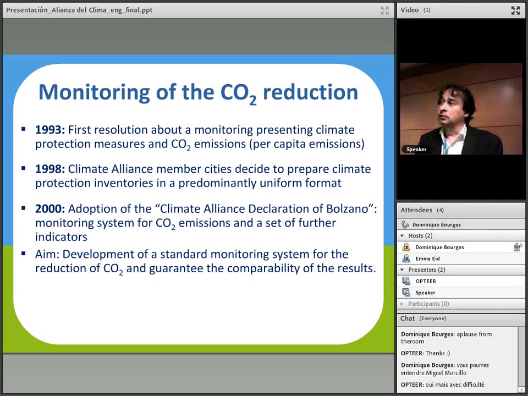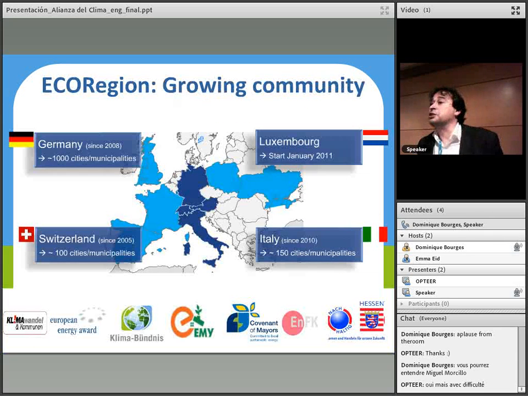We want to make a final step concerning the standard for the future calculation. And in this way, we developed Eco Region. Eco Region is a tool. We took some from Switzerland to Germany. In Germany now, 1,000 municipalities are using this tool. Regions recommended the use of the tool to the municipalities. For example, the region north of here in the core recommended the use to the municipalities. We implemented this tool in Italy and in Luxembourg.